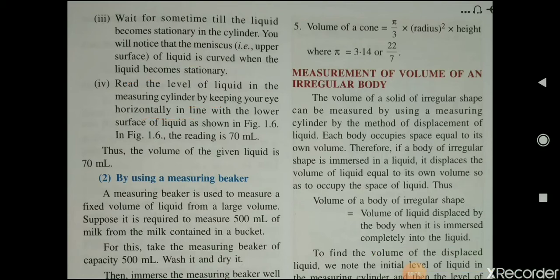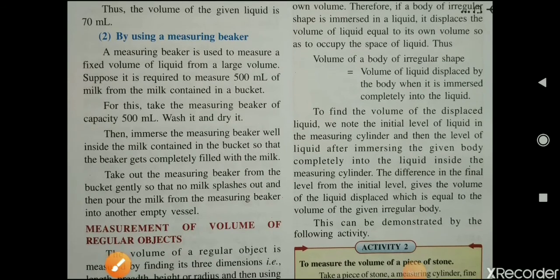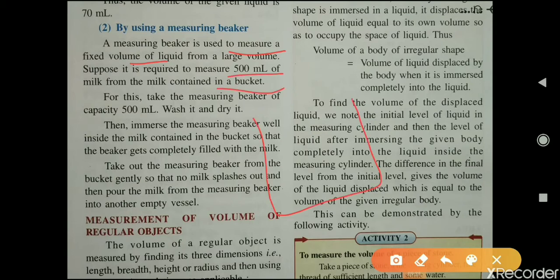Okay. Now by using a measuring beaker means how you can measure the liquid with the help of a measuring beaker. A measuring beaker is used to measure a fixed volume of liquid from a large volume. Means suppose there is milk in a bucket and you want to measure 500 ml. For this, you have to take out the 500 ml of milk from a bucket full of milk.